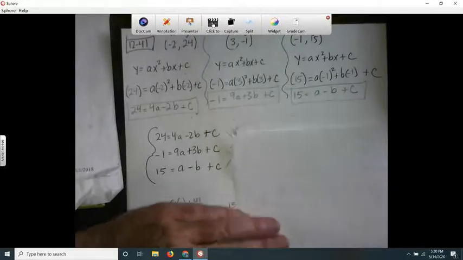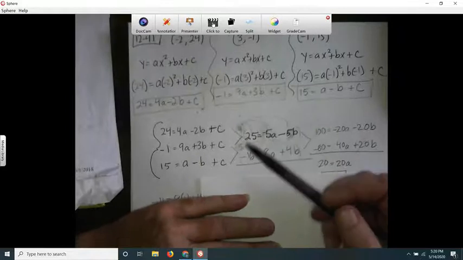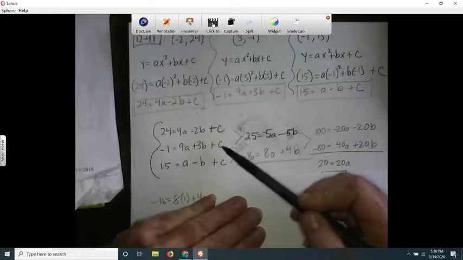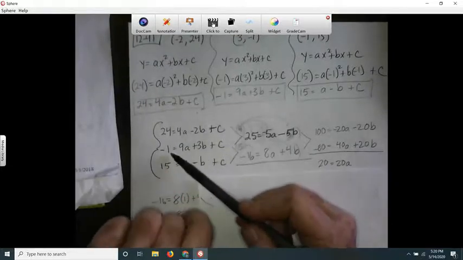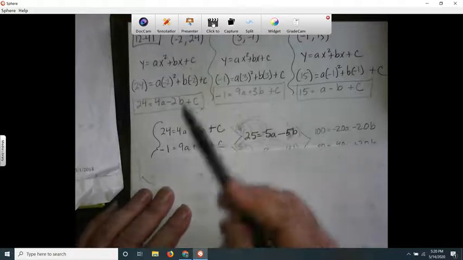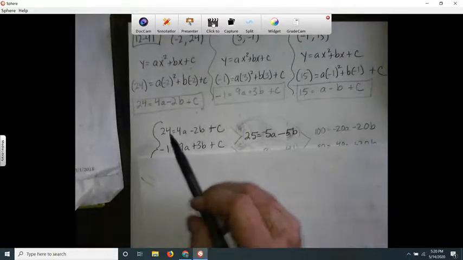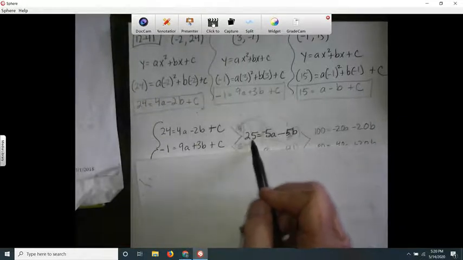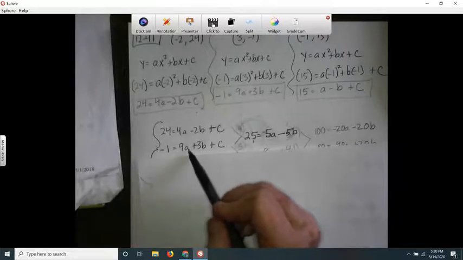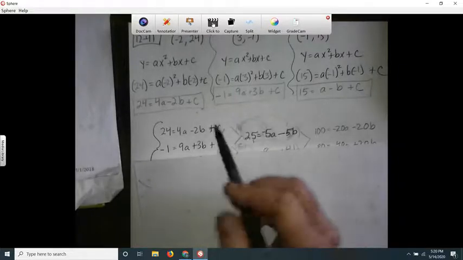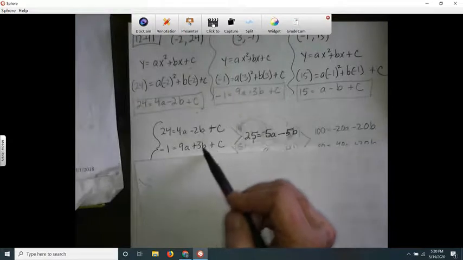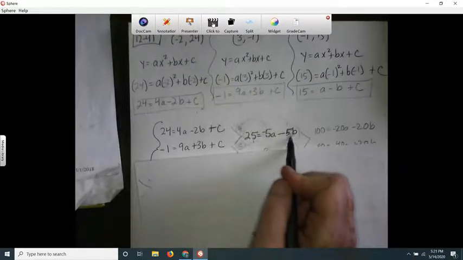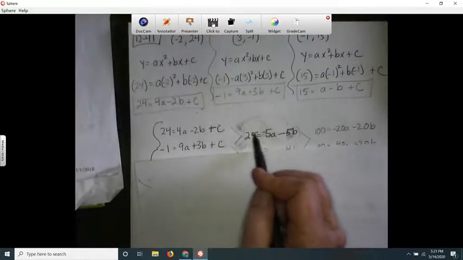I know it looks scary, but I took these 2 equations and said, I want to get rid of the c. In my mind, I just subtracted. 24 minus -1 is 25. 4a minus 9a is -5a. And -2b minus 3b is -5b. That's all I did, and I got this equation right here, and I'm going to do something else with that in a minute.